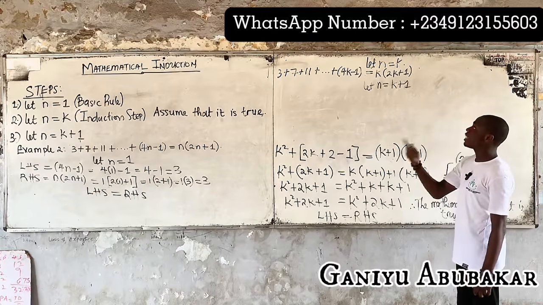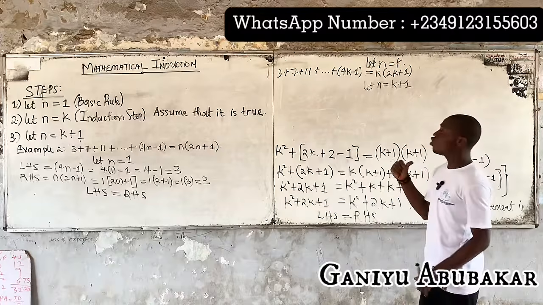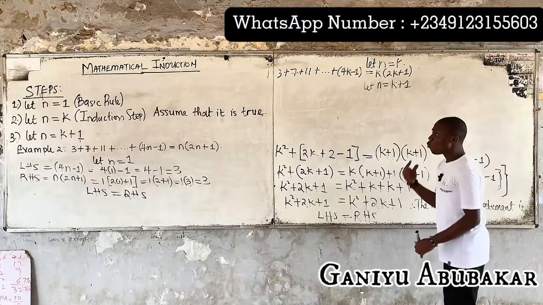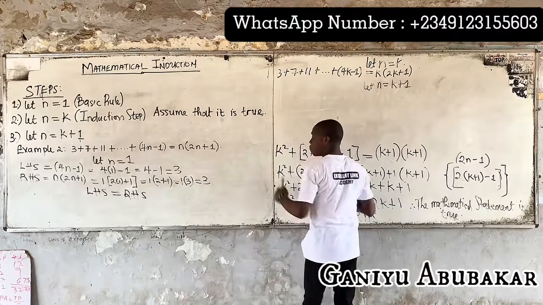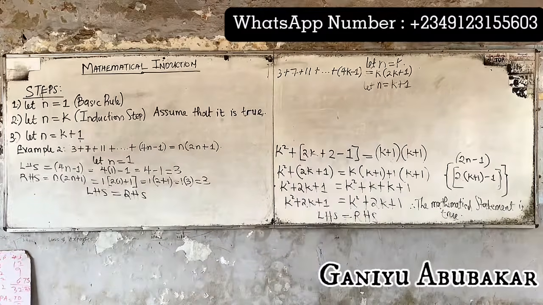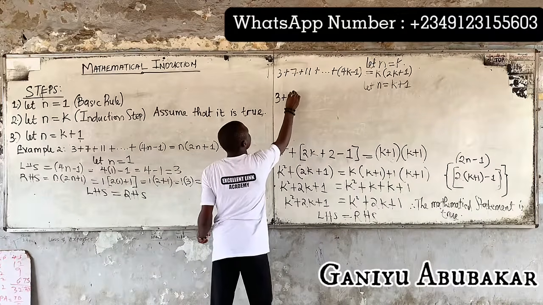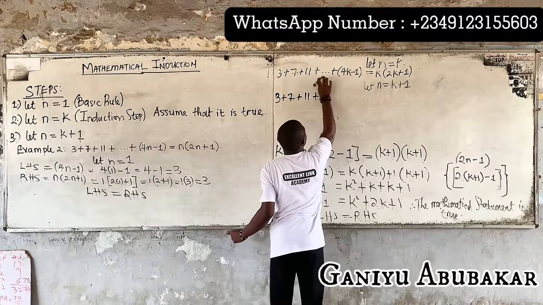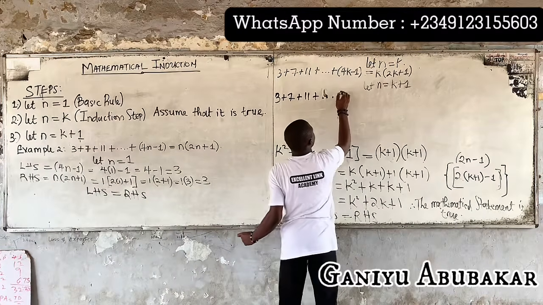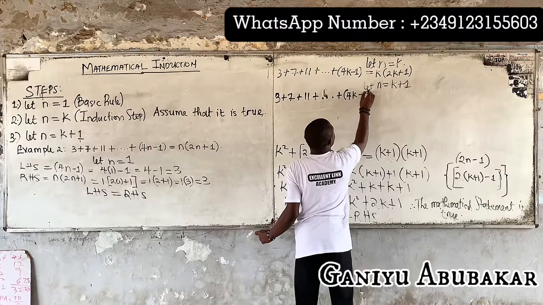We said let n be what? k plus 1. Mind you, for the previous example, I said whenever you say let n be k plus 1, what's your first task? Repeat your assumption expression down first. So now that becomes 3 plus 7 plus 11 plus ... plus 4k minus 1.